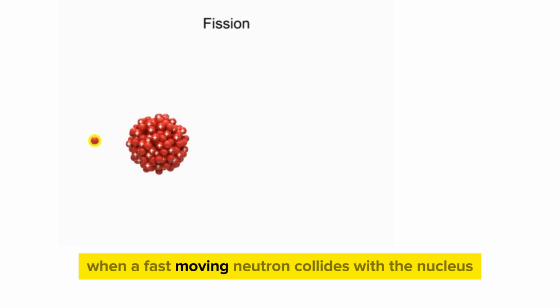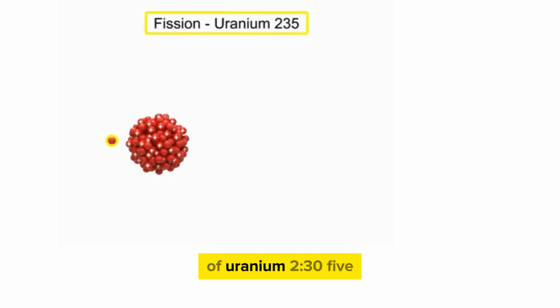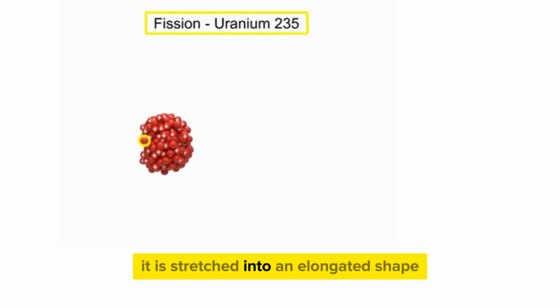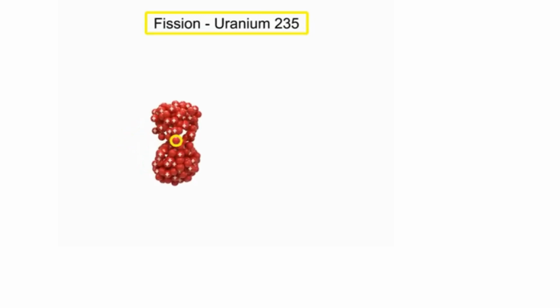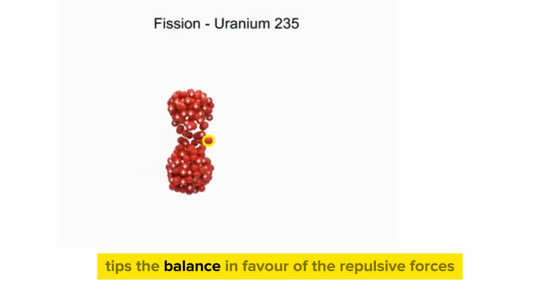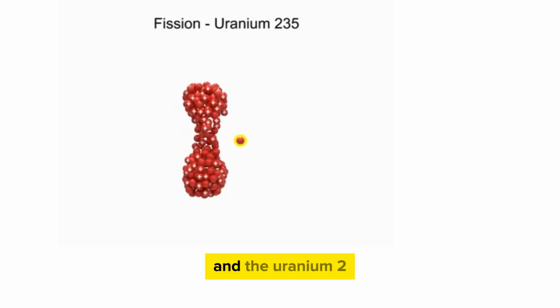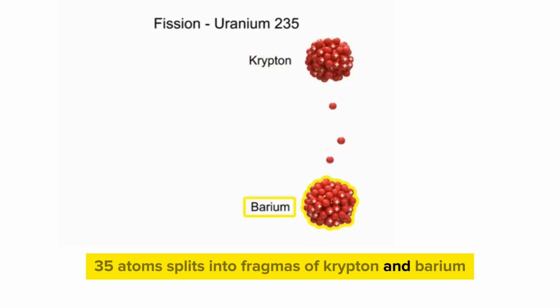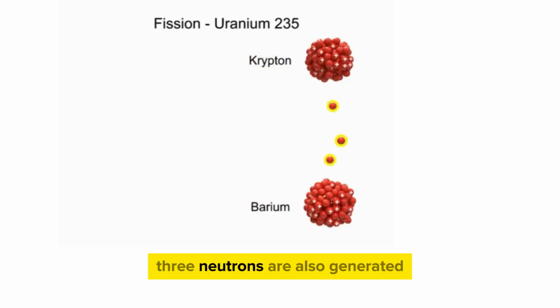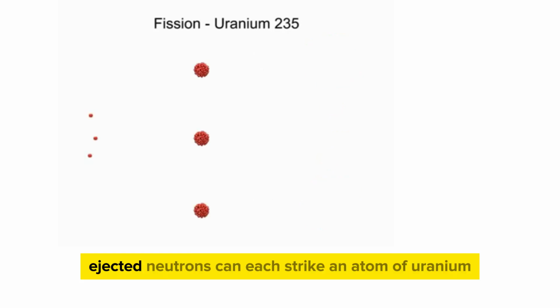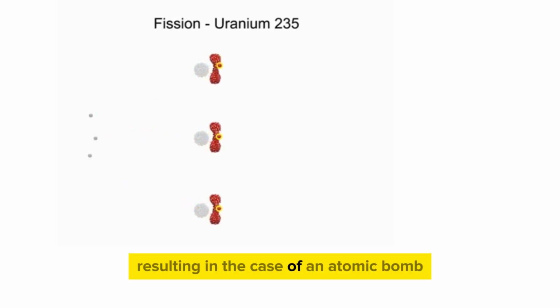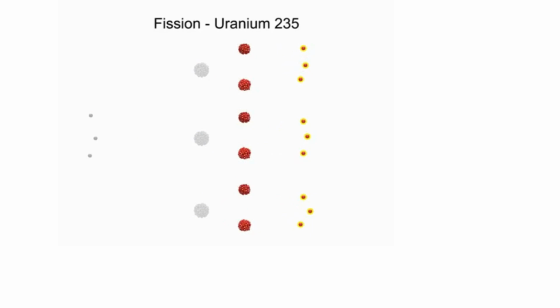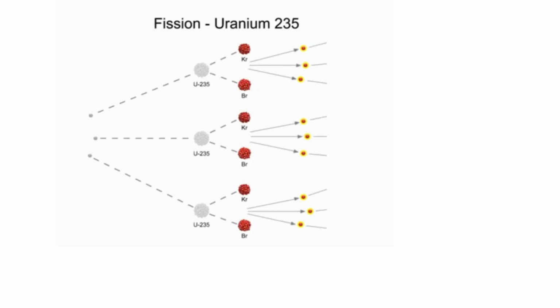Thus, when a fast-moving neutron collides with the nucleus of uranium-235, it is stretched into an elongated shape. This elongated shape tips the balance in favor of the repulsive forces, and the uranium-235 atom splits into fragments of krypton and barium. 3 neutrons are also generated from this powerful release of energy. The 3 forcefully ejected neutrons can each strike an atom of uranium, resulting in the case of an atomic bomb, a catastrophic chain reaction.